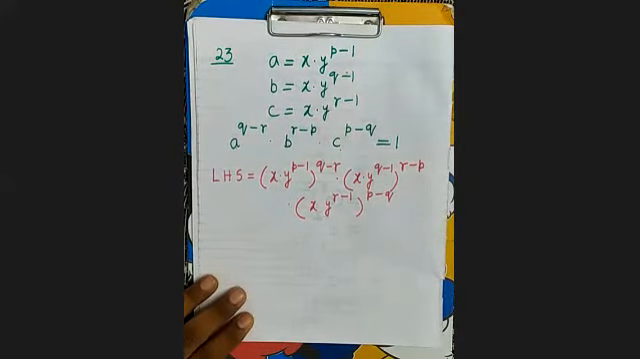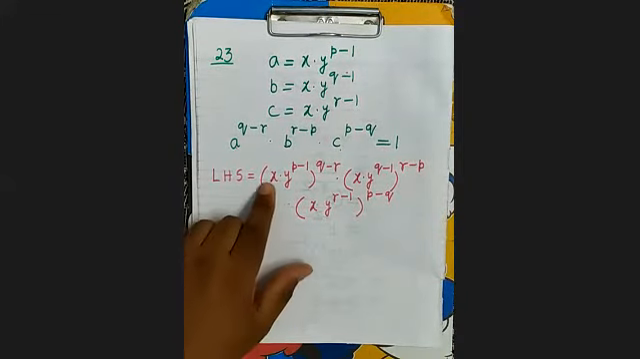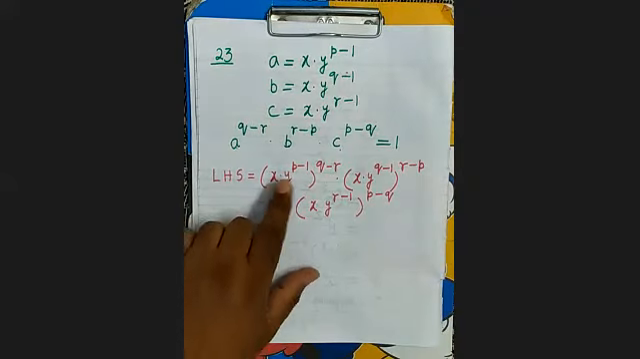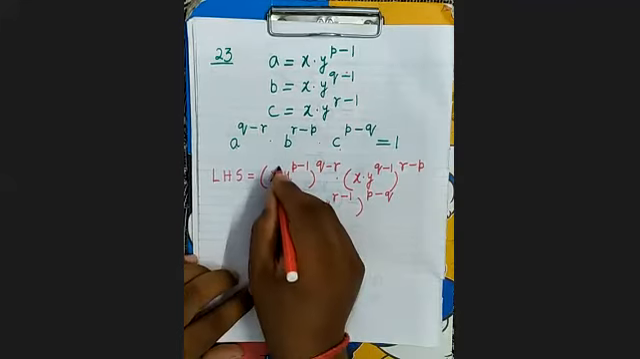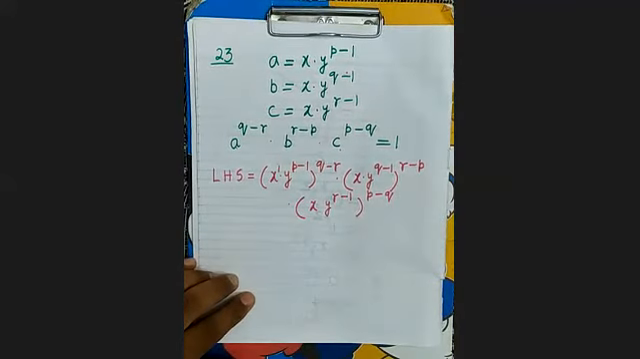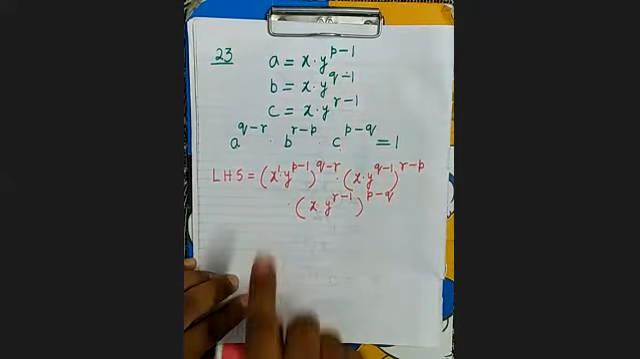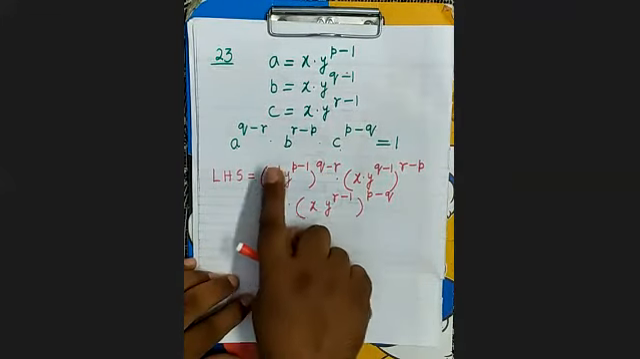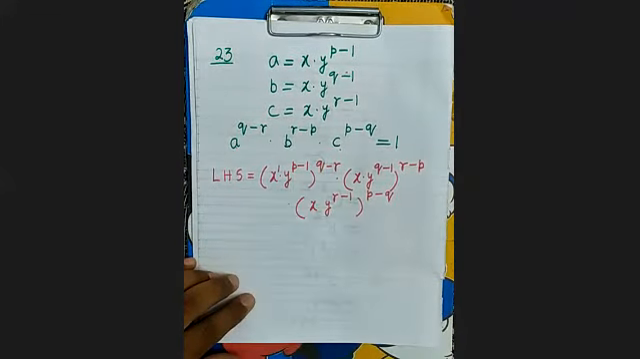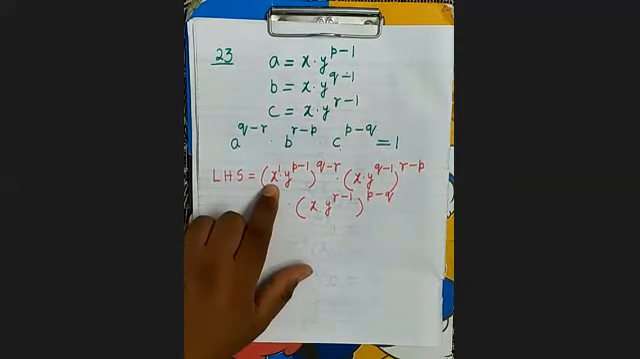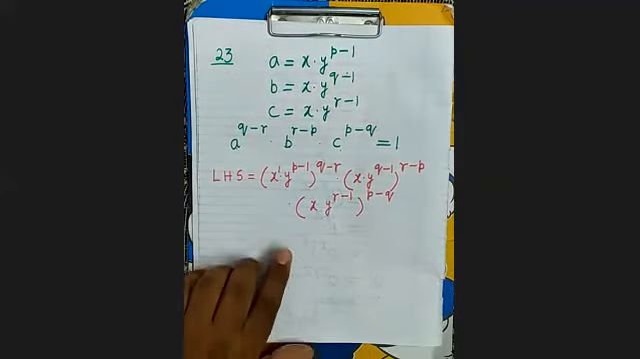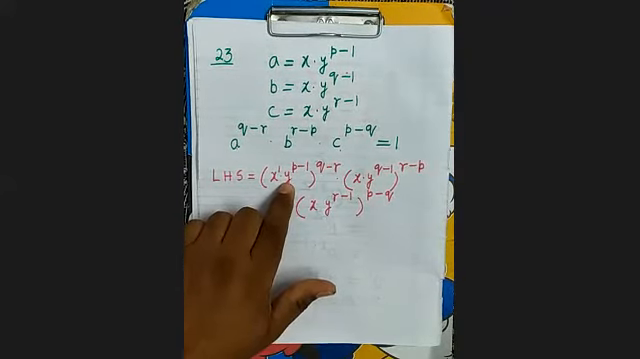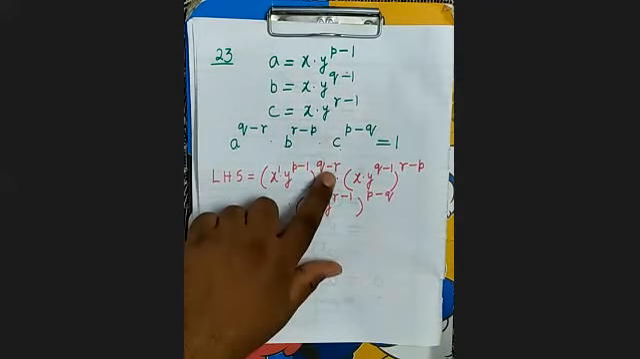So see here, from this bracket you will get x to the power q minus r. Because there is no power, it means the power is 1. Here the power rule will apply and these powers will multiply. So when you open this bracket, what will you get? x to the power 1 into q minus r, and y to the power p minus 1 into q minus r.